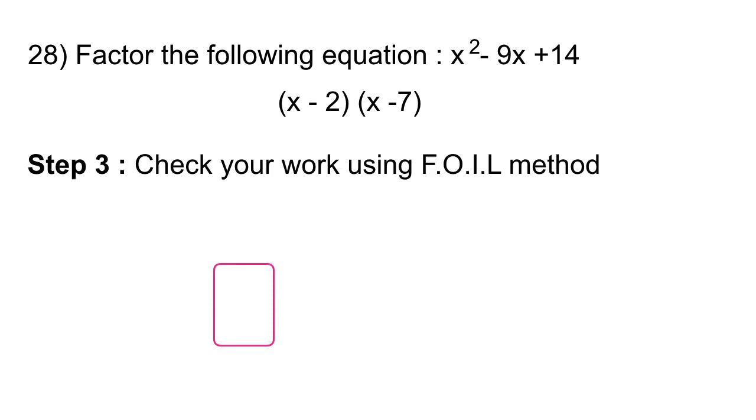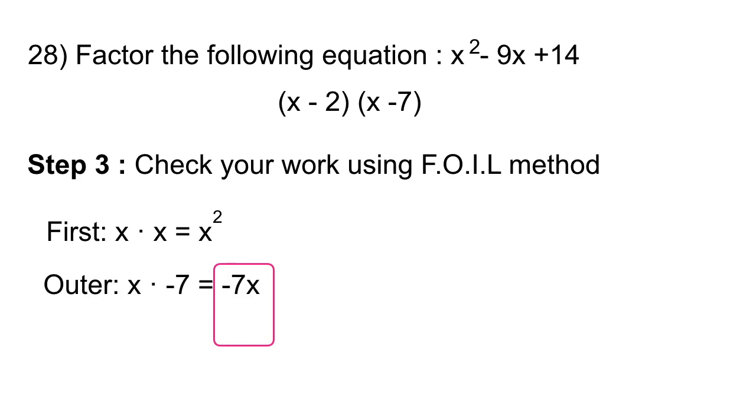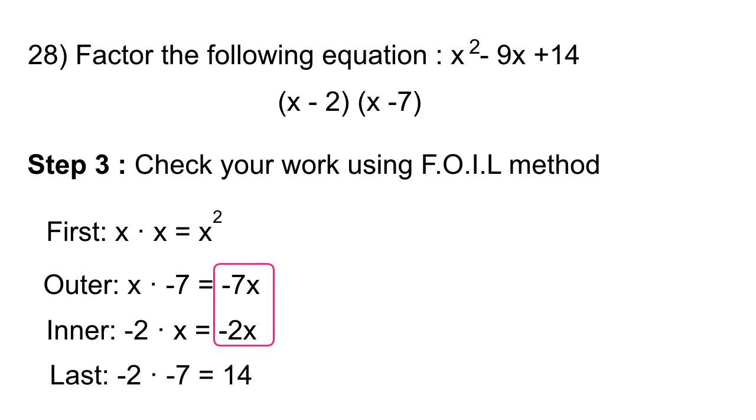And once again, you want to check your work using FOIL. So if you multiply the first terms, you get x squared. The outer terms, you get these two numbers, outer and inner. And then the last terms would be 14. And remember, you have to add those two terms together to clean it up. Okay, so it would be negative 7x plus minus 2x is minus 9x.